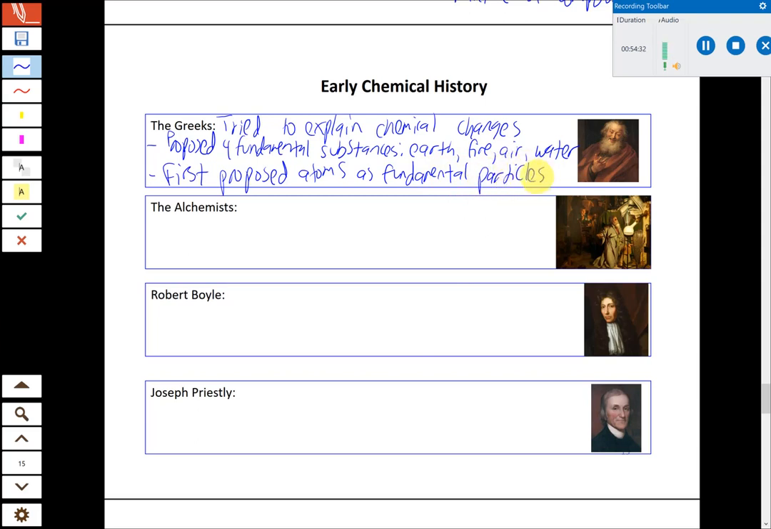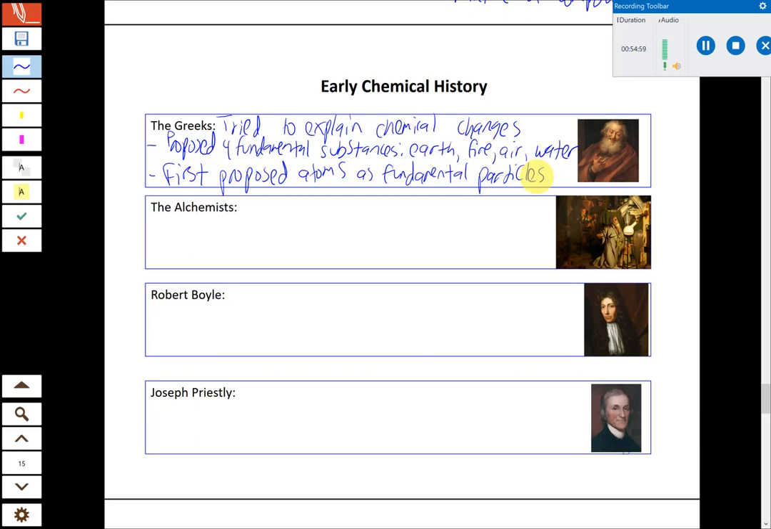In fact, the word atom comes from a Greek word, atomos, but anyway, it is a Greek word, and they were the first ones to actually propose something like this, where you have these really tiny fundamental building blocks that make up all substances. Now, they didn't have any information about what those would look like, and obviously they thought that earth, fire, air, and water were fundamental substances, which is not true, but they also proposed the idea of atoms, which is pretty remarkable considering how long ago it was.